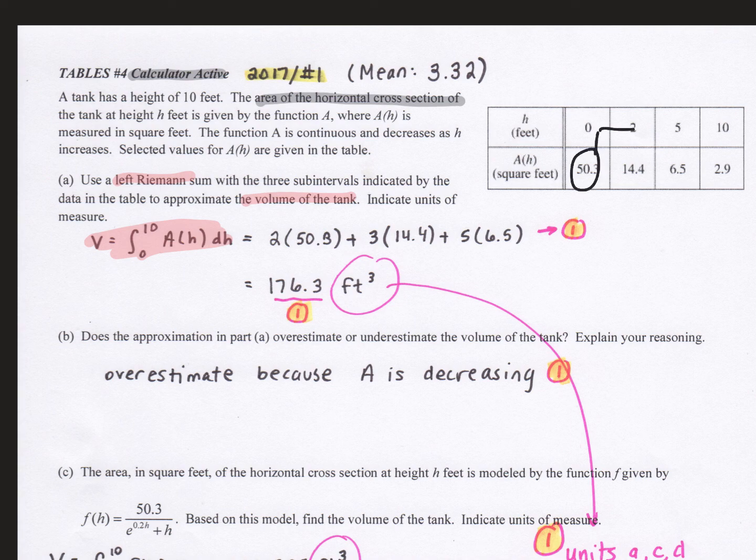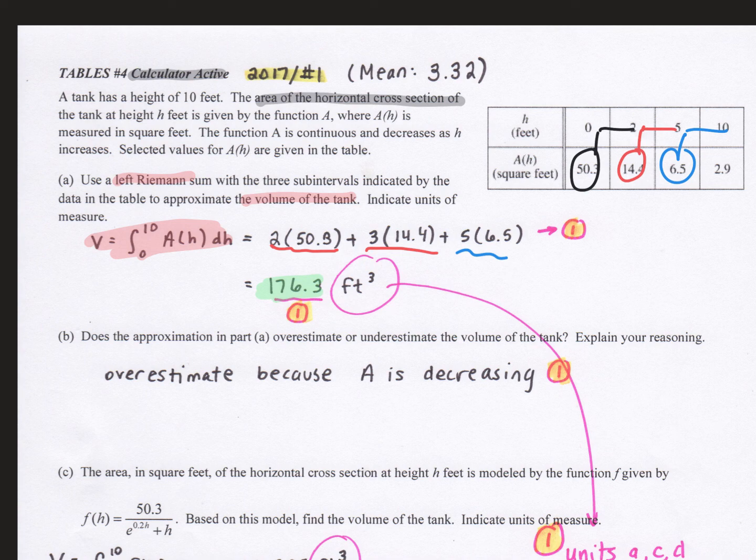So that is my 2 times 50.3. My next interval goes from 2 to 5, which is 3, times the height on the left is the 14.4. And my third interval from 5 to 10 is 5, times the height on the left is the 6.5. Multiplying and adding these numbers gives me 176.3. Even though you do have a calculator, you're still not required to do these calculations. That is still an optional move.